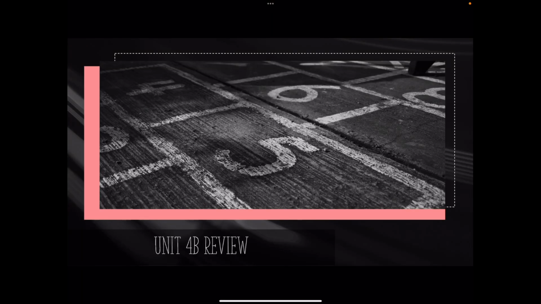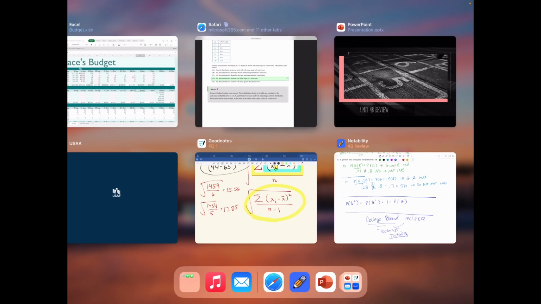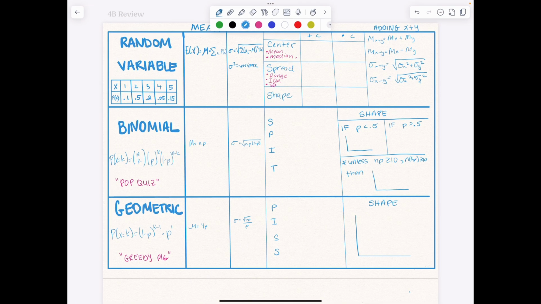This is Unit 4B review. I've put a couple things together and I've got some examples to show you to hopefully help you a little bit with this. Okay, so let's go ahead and go over to this chart.